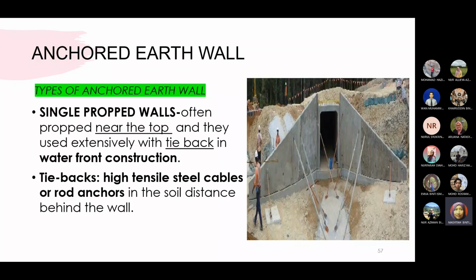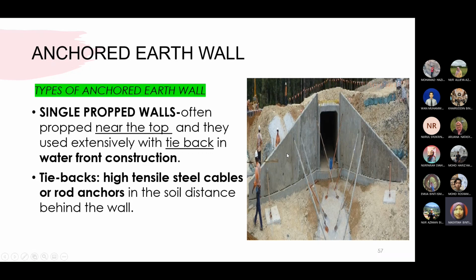So this is one example for the anchor as well. We have single prop walls. It is often propped near the top and used extensively with tiebacks in waterfront constructions. So this is one example. If you look here, this is what I said is an additional structure that we apply to the retaining wall.